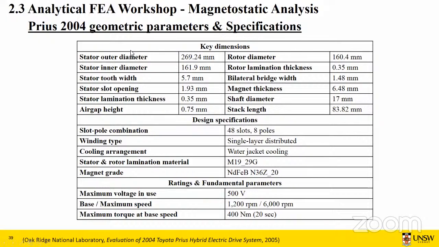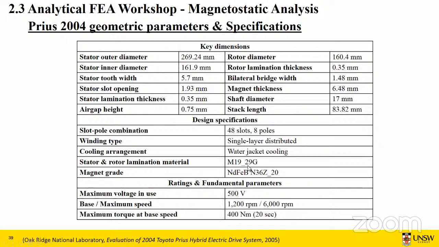These are the key geometric parameters and the specifications of the Prius motor. We have the geometric parameters here, and we will use these parameters while we build the Prius motor. These are the design specifications: the slot and pole number, winding type, and how it's cooled. We won't simulate the cooling and water jacket in this project because that's a bit too long. The stator and rotor lamination material is this, and it is actually equivalent to another material. We'll talk about that later.